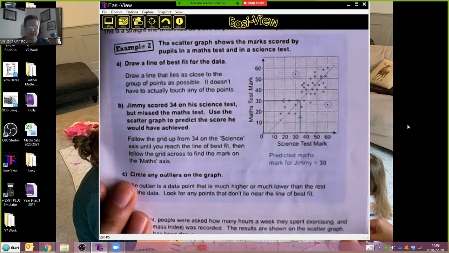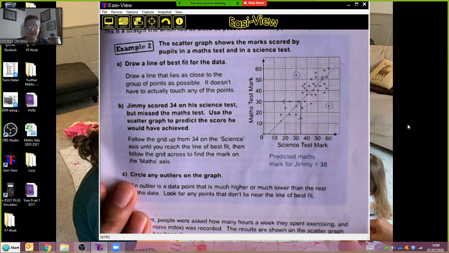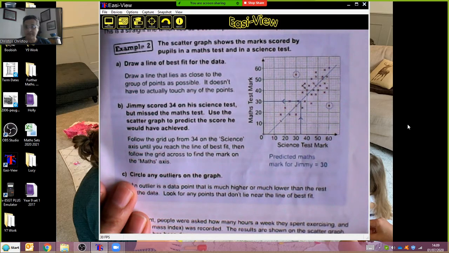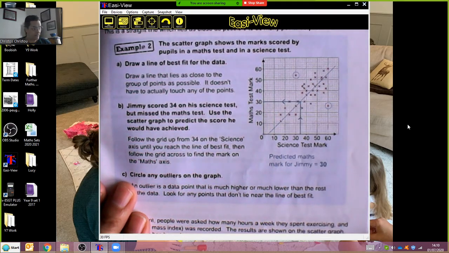As you can see, the correlation isn't very tight. It's not strong, but it's still positive. Generally, students who do well in science tend to do well in maths and vice versa. That's universally true.